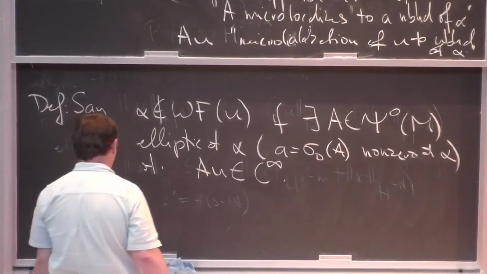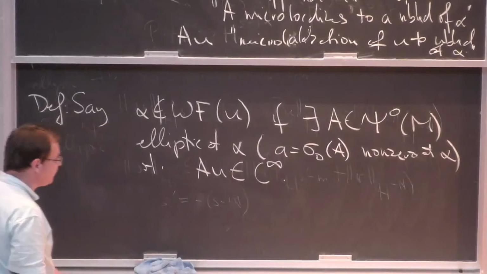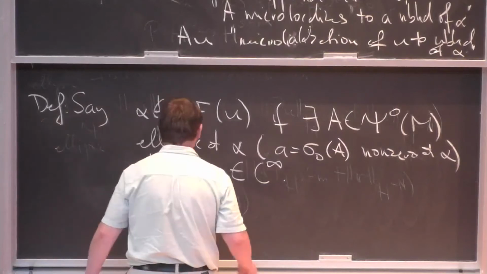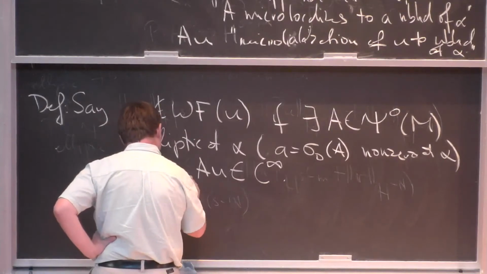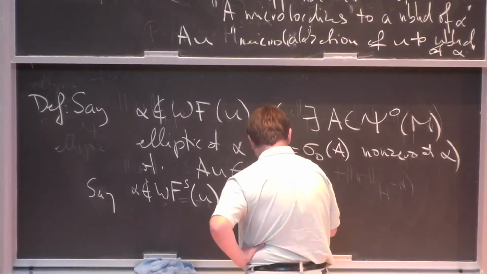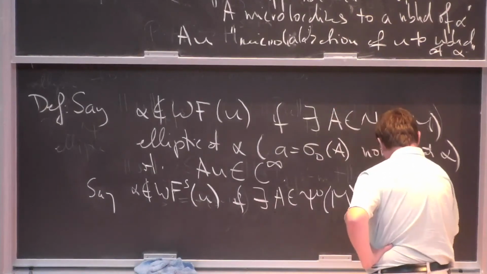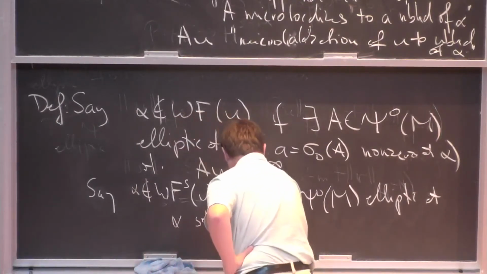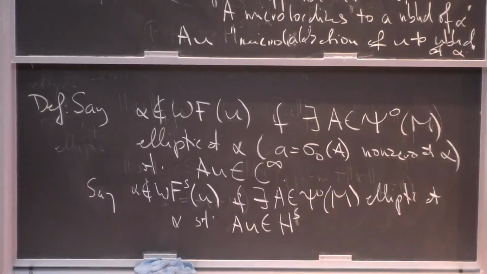Now, it's also important to have a finer scale. So here you decide that the good things are C infinity. Sometimes that's just too much to wish. Of course, sometimes people think it's too little to wish. But anyway, let's do something weaker. So we also say, very similarly, alpha is not in the S wavefront set of U if there exists an A, again, elliptic at alpha, such that AU is in the Sobolev space HS. So Sobolev space is transferred from Rn to the manifold the same way psi-DOs do.